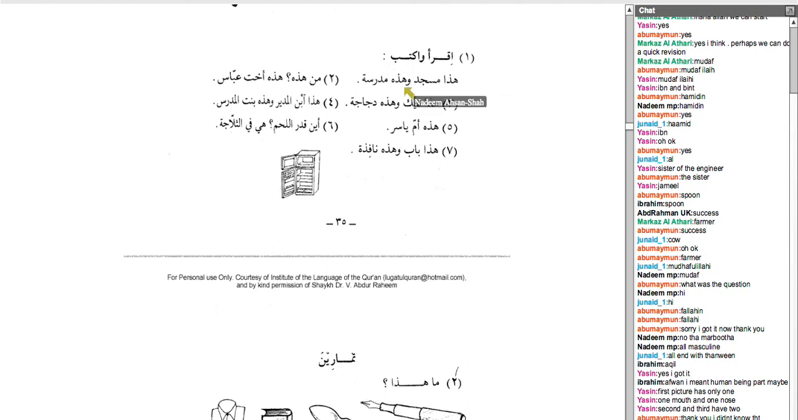هذا مسجد وهذا مدرس. وهذه مدرسة. بارك الله فيك. Look, brother Junaid, here هذا مسجد, building. Do you think this is going to be مدرسة, female teacher, or مدرسة, school? Probably school in this context. Go ahead again.